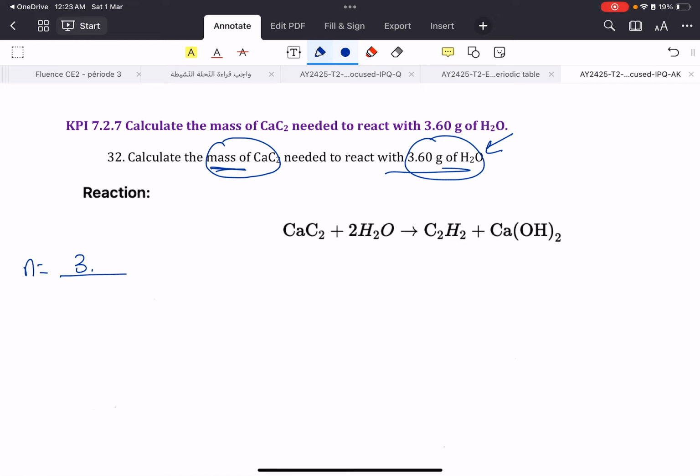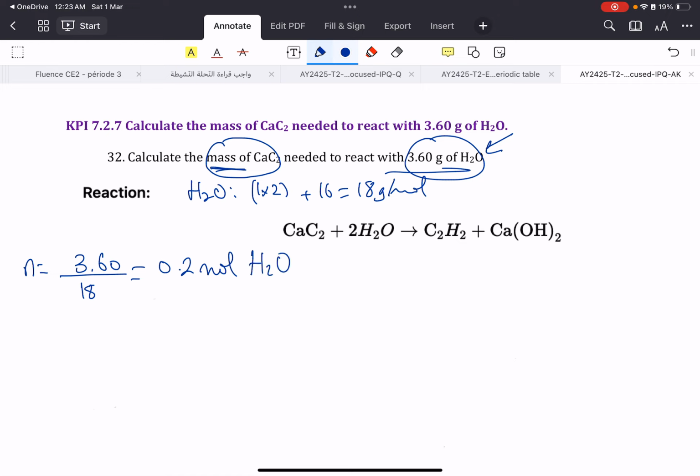So mole equals mass over molar mass. So 3.6, the mass of H2O, divided by the molar mass of H2O. And the molar mass of H2O is 2 hydrogens and 1 oxygen. That is 18 gram per mole. So the first answer is 0.2 mole of H2O.